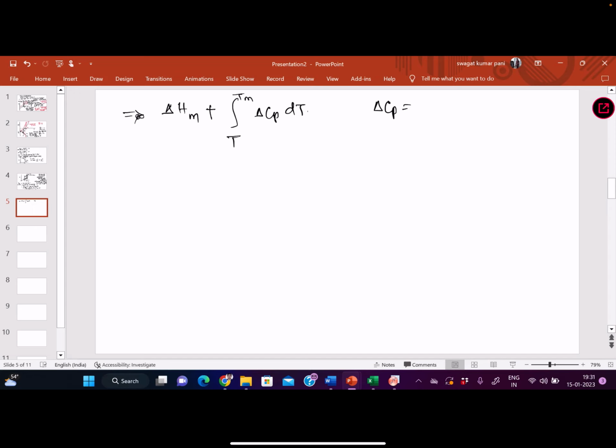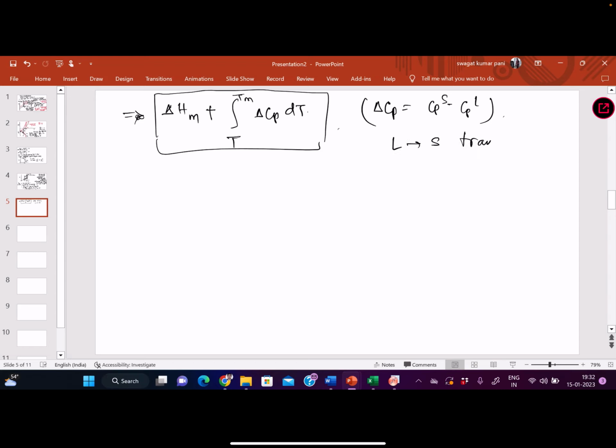So this delta Cp equals Cp of solid minus Cp of liquid. This is specifically for liquid to solid transformation. That is why this is final minus initial always. If it is solid to liquid, then you have to reverse this sign. Always final minus initial.